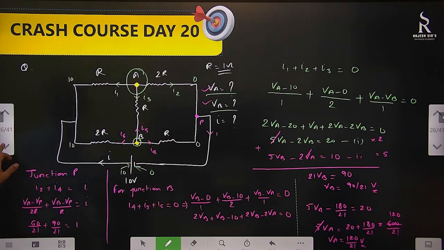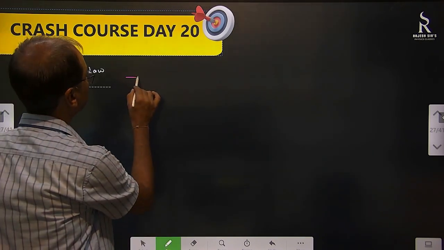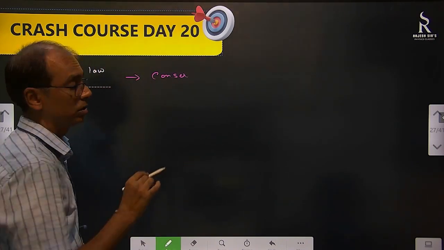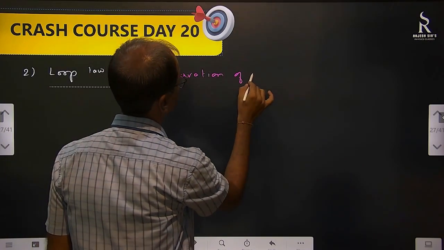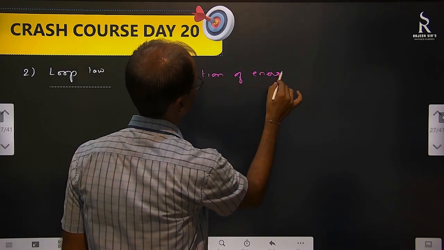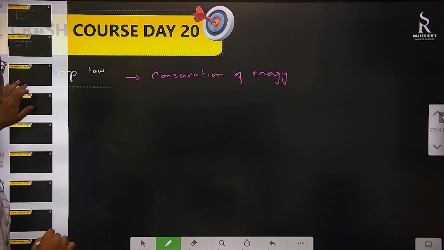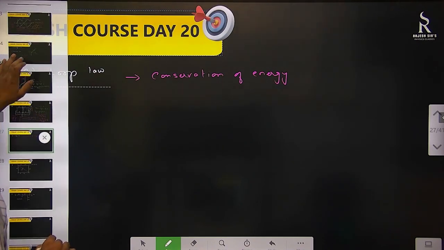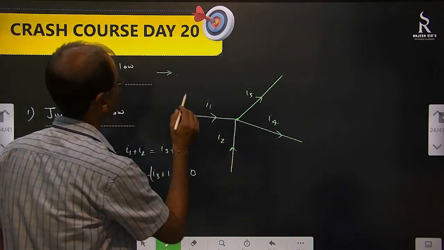Let's see loop law now. What says loop law? Now loop law is based on conservation of energy. Junction law is based on conservation of charge. This is conservation of energy, and junction law is based on, where is junction law? Here. Okay, junction law is based on conservation of charge.